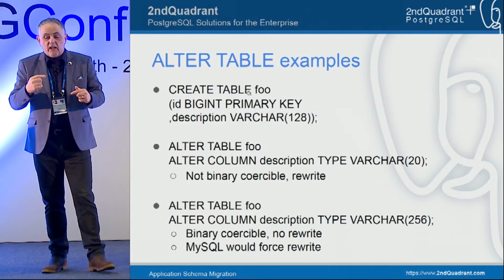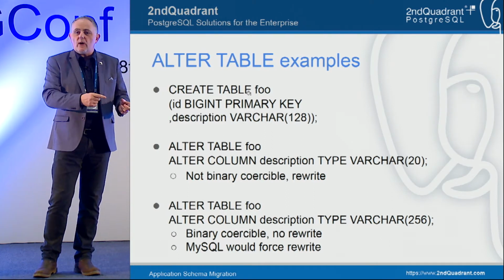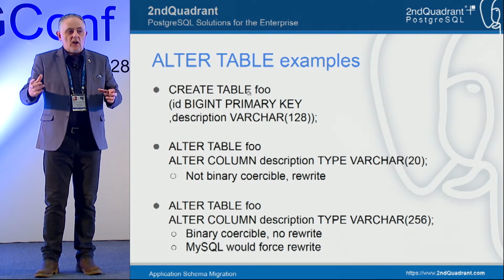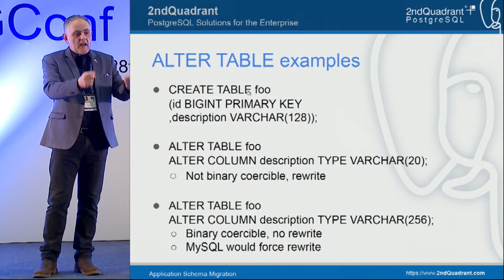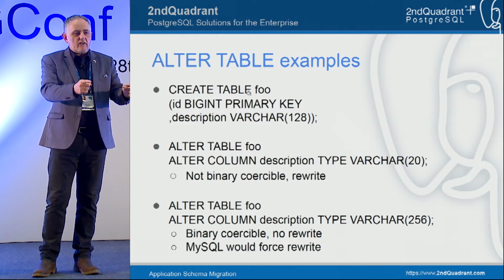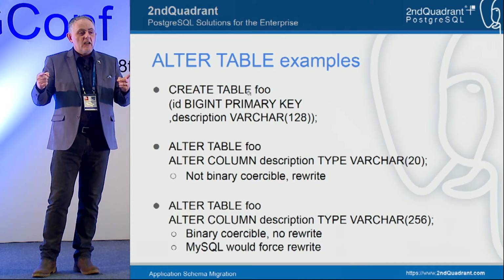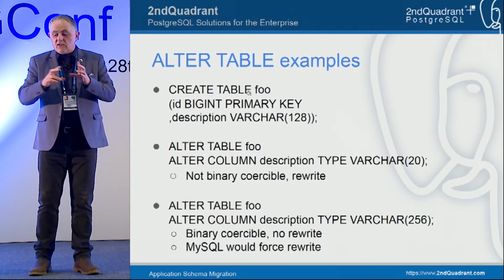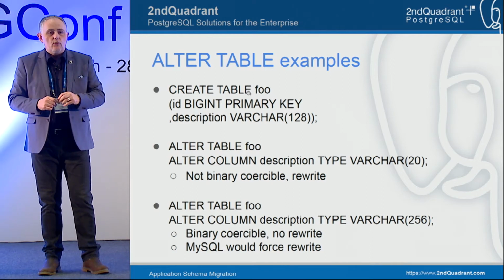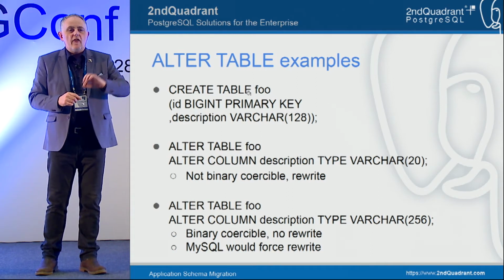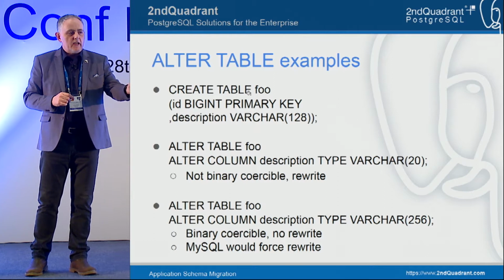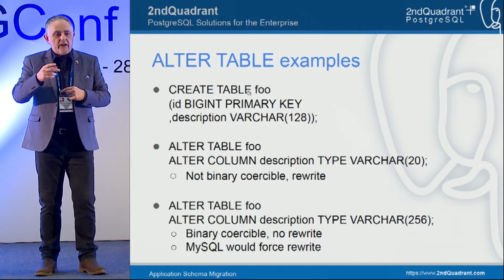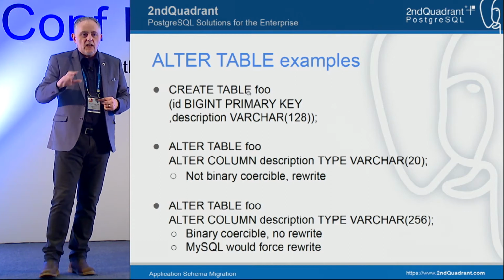What does work is if you go from 128 to 256. Now, in that example, every single 128 character string will fit inside a 256 character data type. And as a result, we're able to just magically say that change has taken place. So the binary coercible one is quick, and the binary non-coercible one is slow.